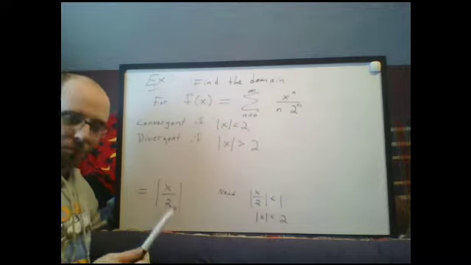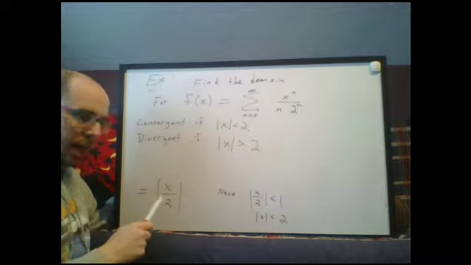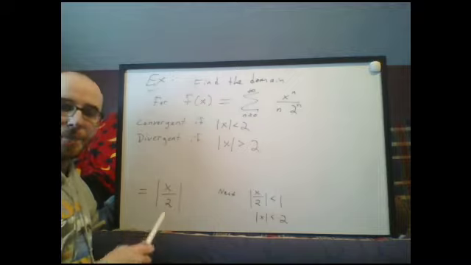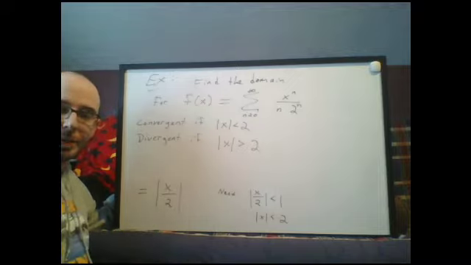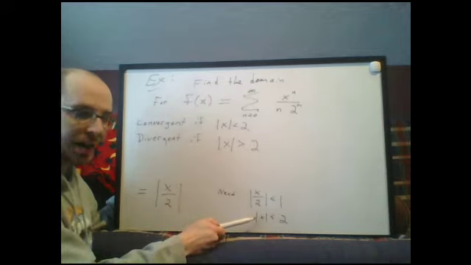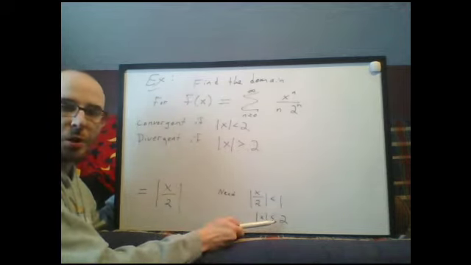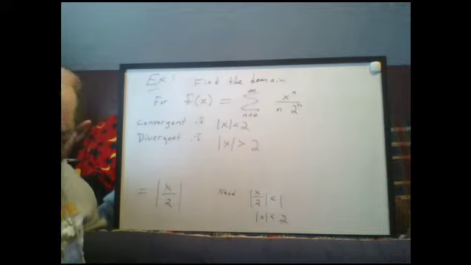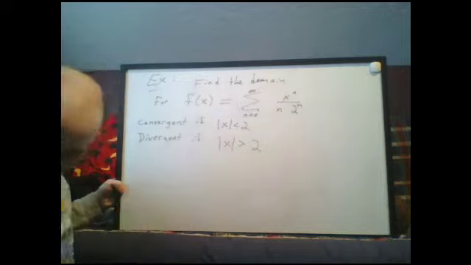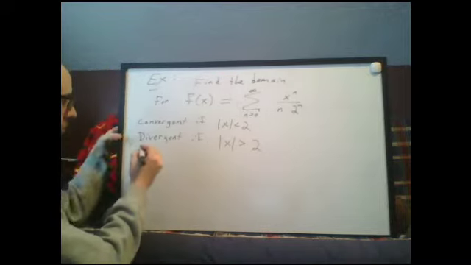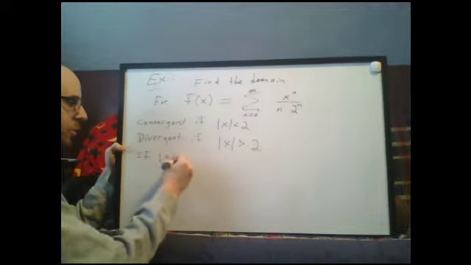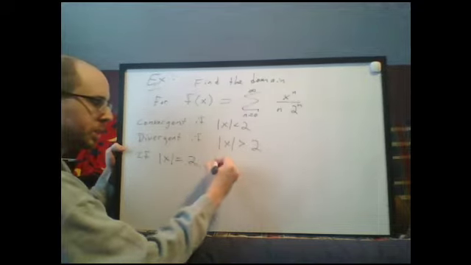Okay, so ratio test tells you convergent if the limit's less than 1. It tells you divergent if the limit is bigger than 1. It was inconclusive if the limit equals 1. So that means if the absolute value of x equaled 2, we wouldn't know if this is convergent or divergent. So let's think about that case. So if absolute value x equals 2, the ratio test is inconclusive.